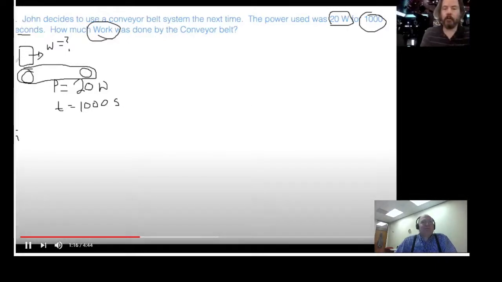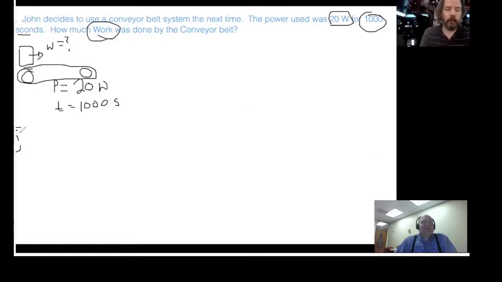Now we're doing our draw twice, now we're doing our guess. So givens, we've got power equals 20 watts. Time equals 1,000 seconds.